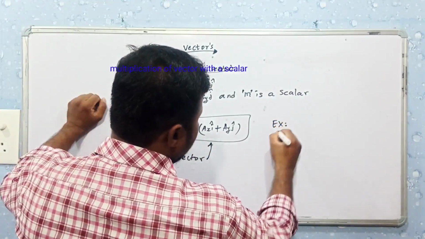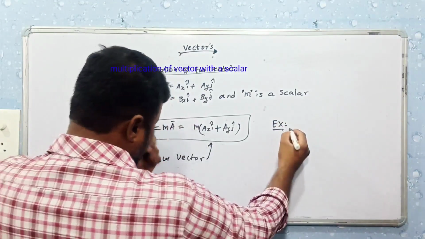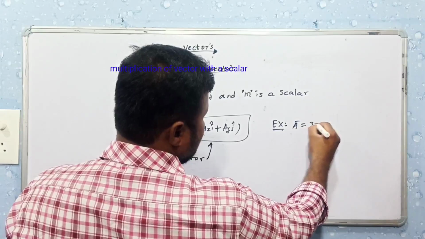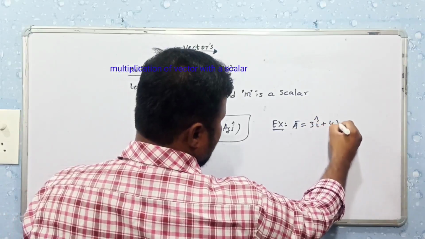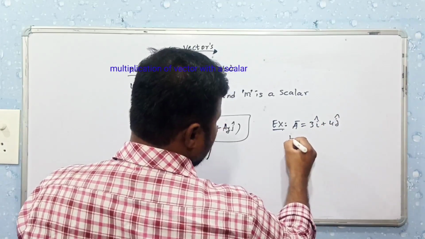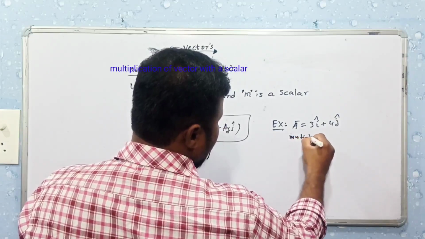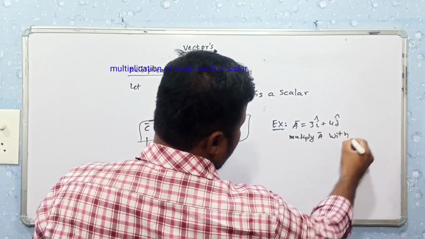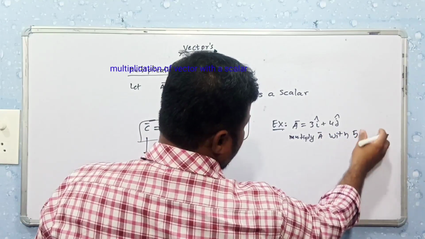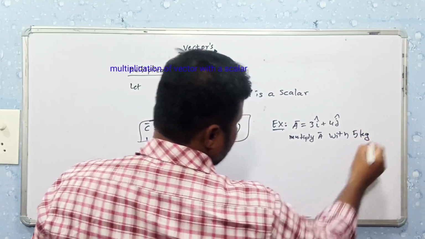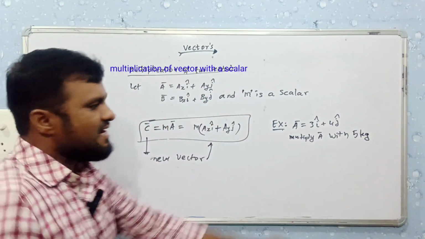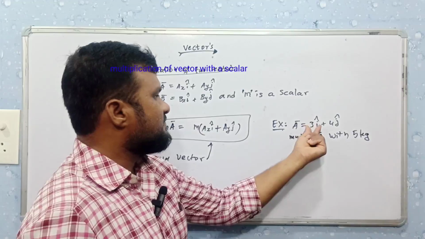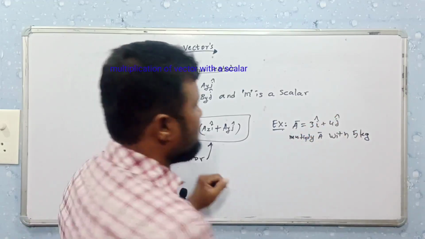Example. Given A bar is equal to 3 i cap plus 4 j cap. Multiply A bar with 5 kg. 5 kg, kg is a scalar quantity. Suppose a body is moving with 3 i cap plus 4 j cap.